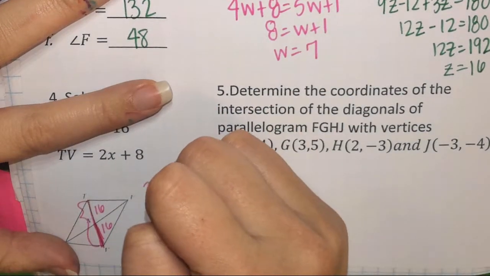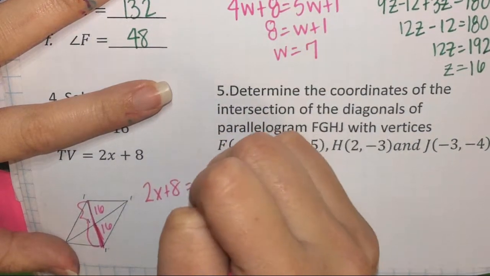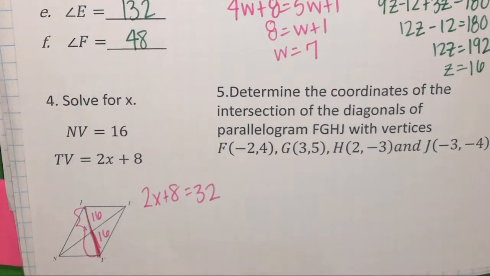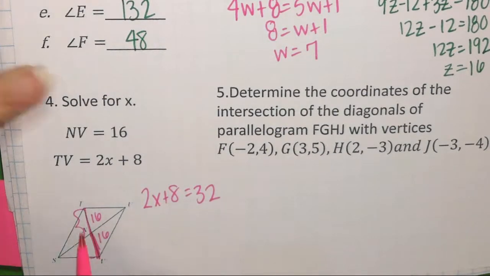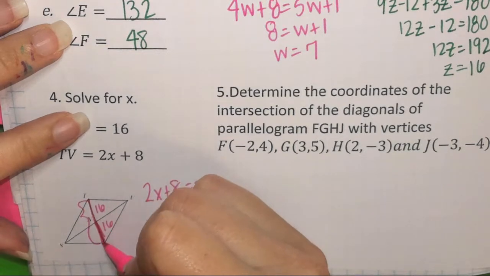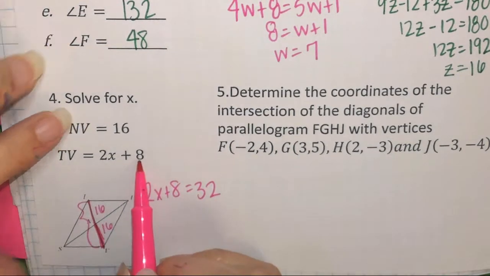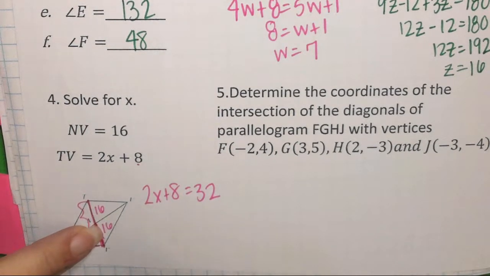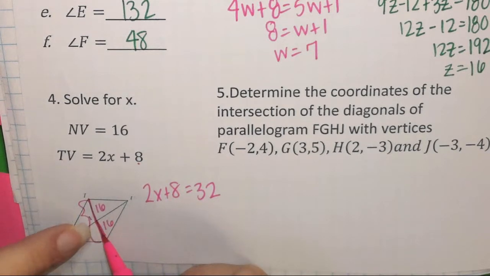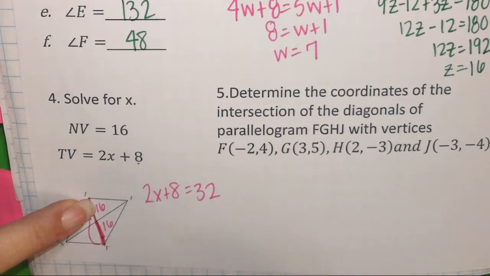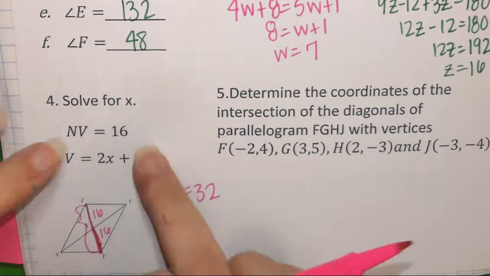You set it equal to 32. Now, it tells us that TV, which is this whole thing, is 2x plus 8, and that this half is 16. Well, we know if one half is 16, the other half also has to be 16. So you just add them together and set it equal.